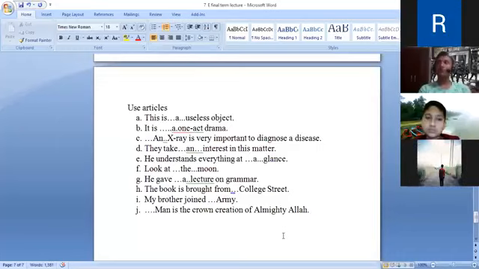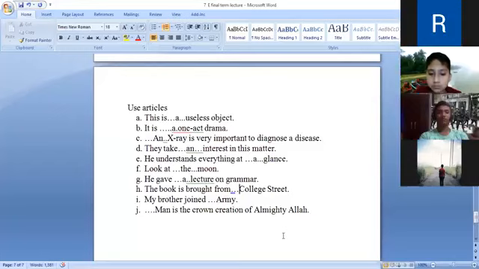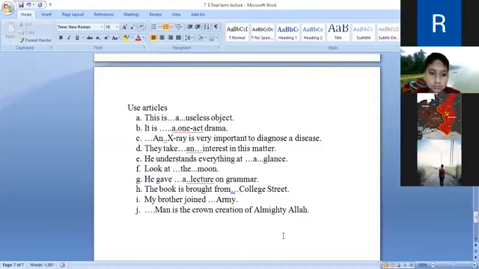Sir, the College Street. A and the or cross? Sir, D. Is there anybody who is not? Sir, it will be cross.